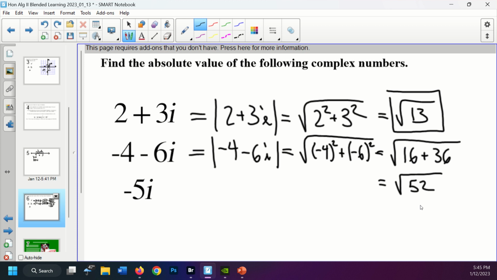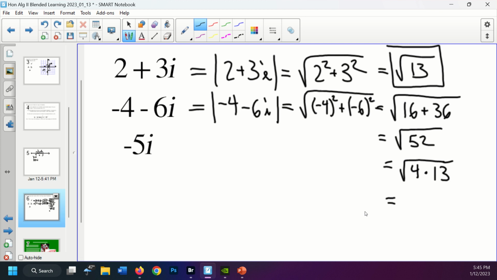Now I know I can take a 4 out of that. If I take a 4 out of 52, 4 goes into 52 thirteen times. Now 13 is a prime number, as we just saw, so I feel pretty confident that we're done. And so the absolute value of negative 4 minus 6i is going to be 2 square root 13. Put a box around that and I'm done.